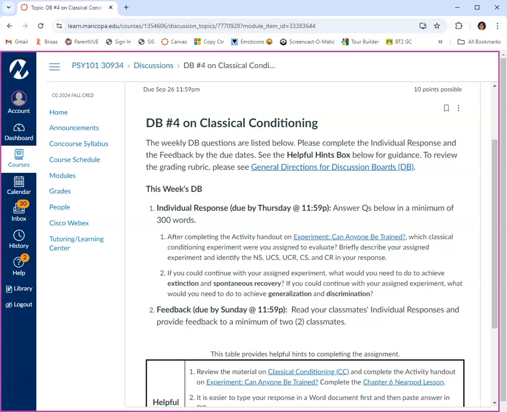The second assignment is discussion board number 4 on classical conditioning. After completing the activity this week called Experiment, Can Anyone Be Trained?, you're going to evaluate the classical conditioning experiment to which you were assigned. In your individual response, please describe the experiment, identify all the key parts of classical conditioning, and then explain how you would continue this study on your own.